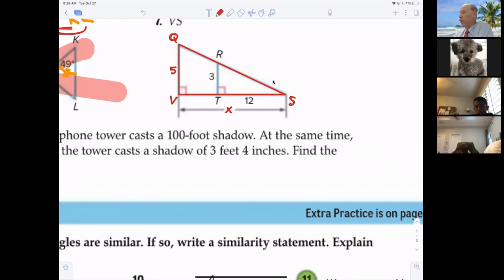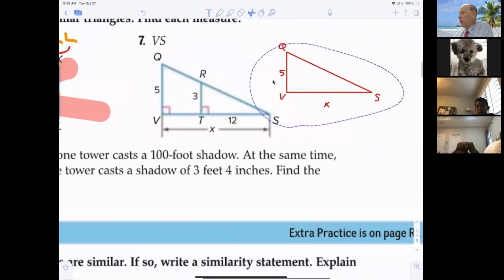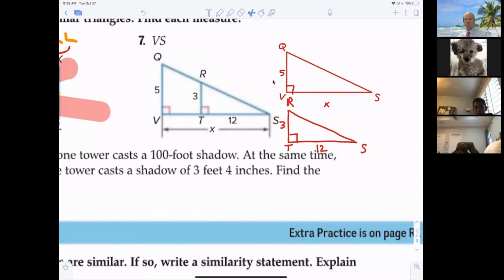Now what I'm going to do is move this over here out of the way. And then I'm going to construct here the smaller triangle. And then I want you to be able to see that in fact, how do we know they're similar? Yeah, because they share two angles, correct?